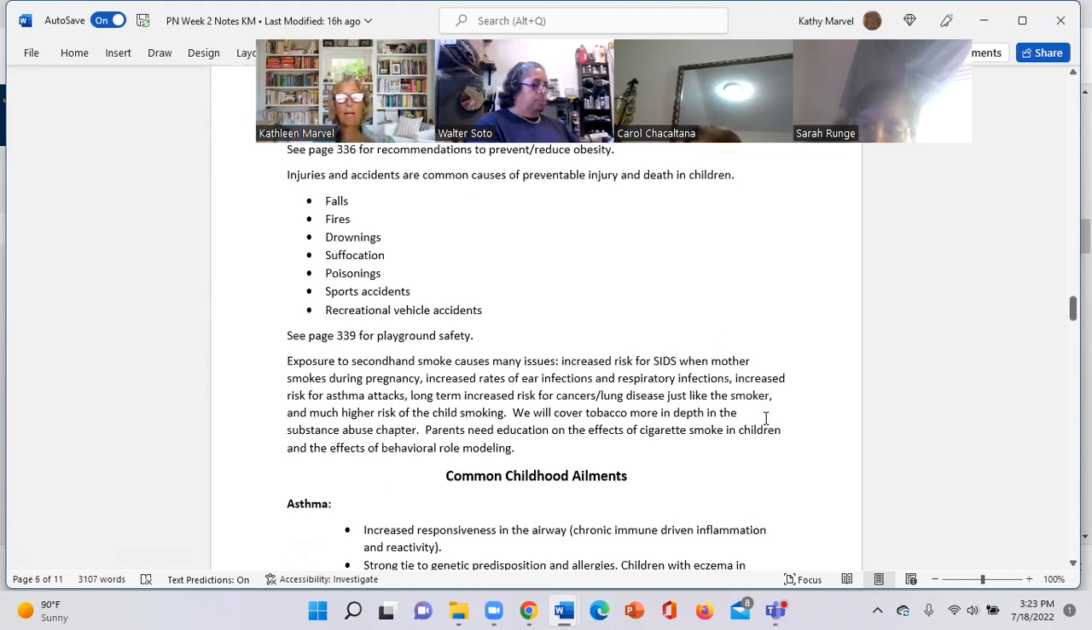And then we know that injuries and accidents are common, right? And they're preventable in most cases, right? Falls, fires, drowning, suffocation. And then another big one is exposure to secondhand smoke, right? We've all heard about the increased risk for SIDS. Everybody know what SIDS is? Sudden infant death syndrome. Yeah. Okay. We all know that secondhand smoke increases the risk for SIDS when a mother smokes during pregnancy.